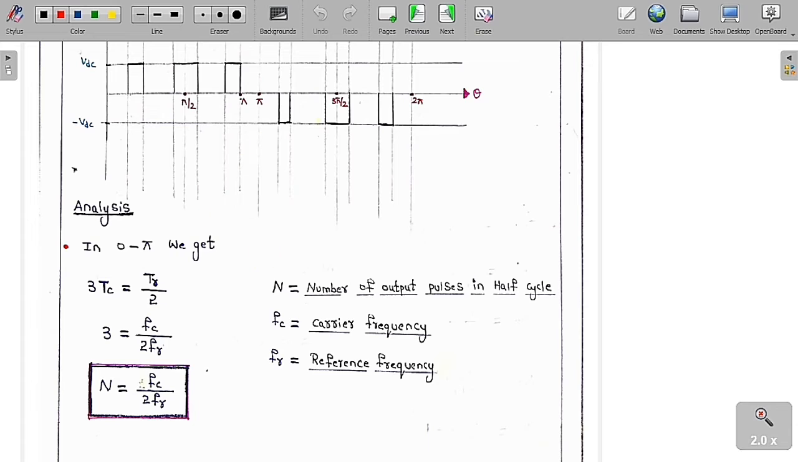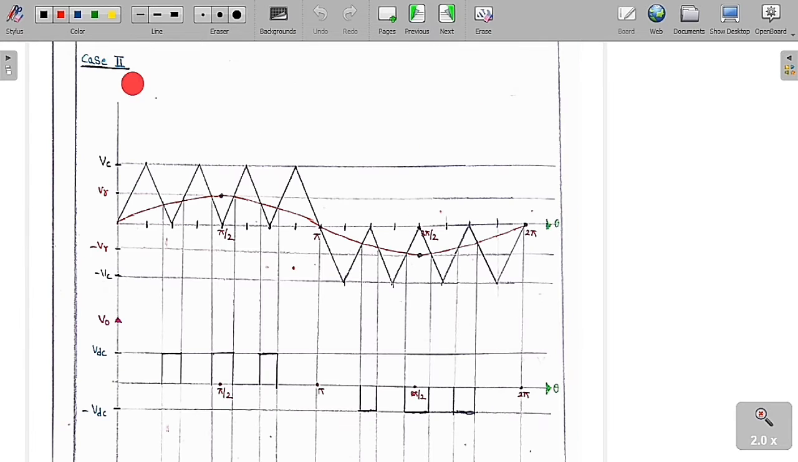This equation holds only when the initial value of the reference signal is 0 and the initial value of the carrier signal is the peak value. Now we are going to study the second case.